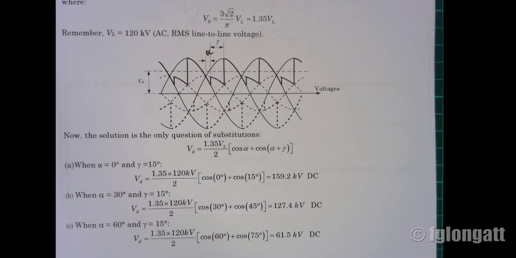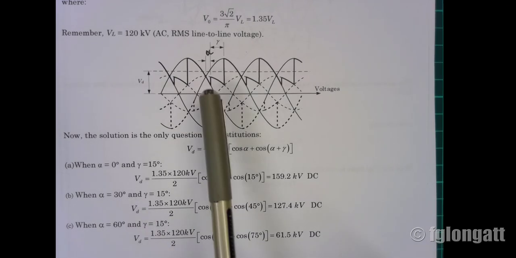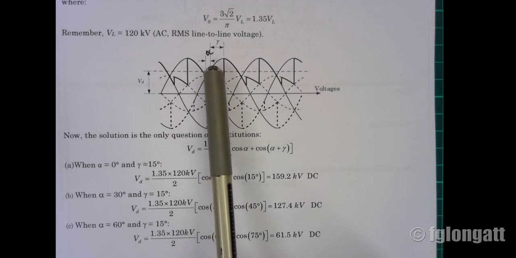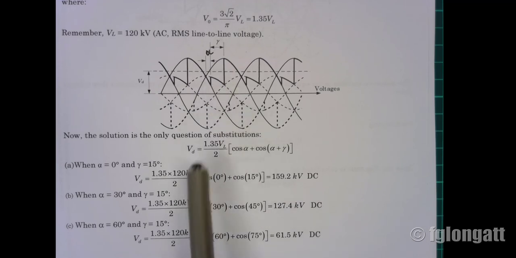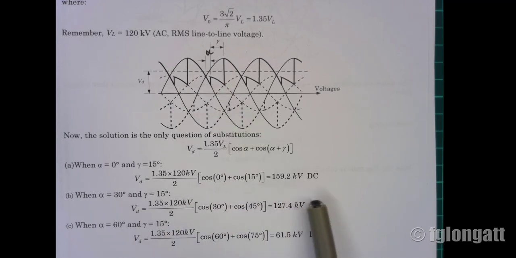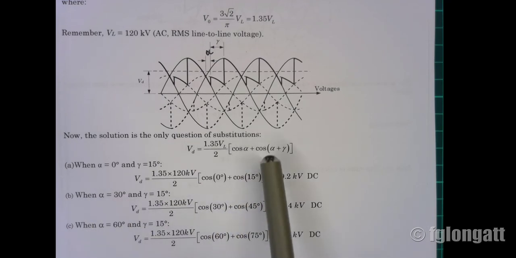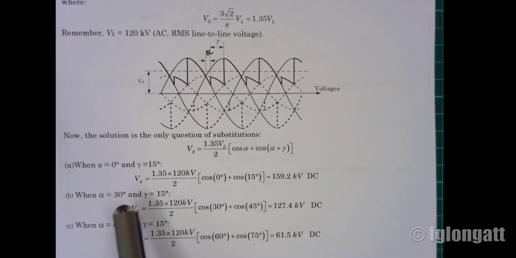What's happening if we increase a bit more the firing angle? If we go for 30 degrees, as you can see, if we go for a bigger angle, this section over here starts to go deeper down, and as a consequence, the average value that we will get, or the DC voltage that we will get, is a bit smaller. In this case, alpha is 30 degrees. You can see over here, cosine of 30 plus cosine of 15 plus 30, that is cosine of 45 degrees, and as a consequence, the final voltage is 127 kV.